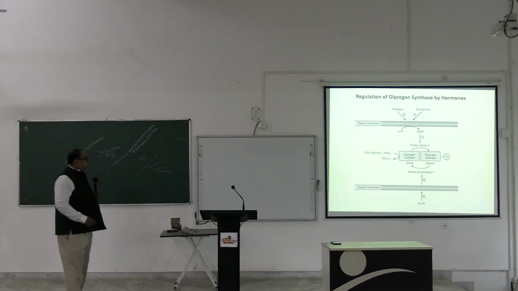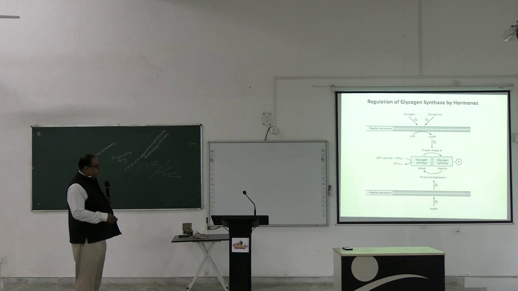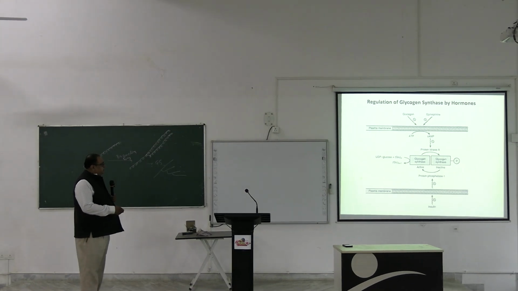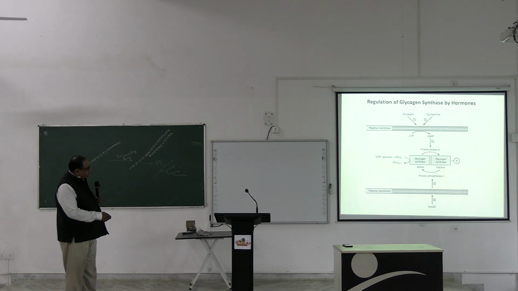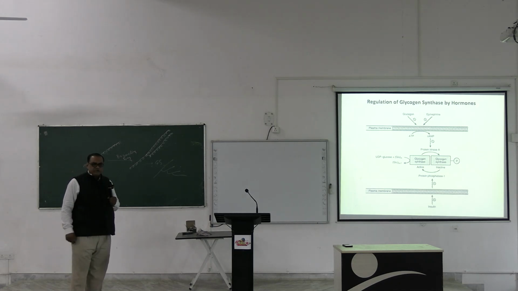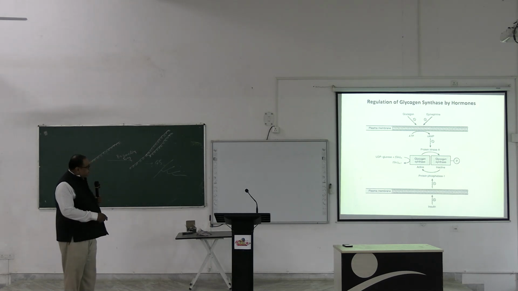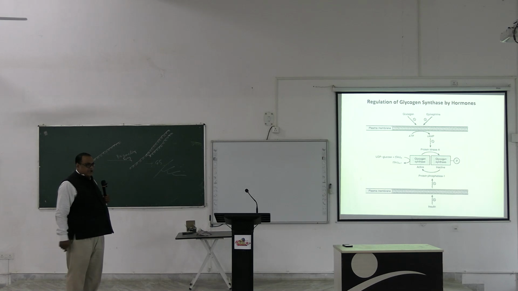Remember, this is taking place inside liver, not in muscle. In muscle it is different. Glucagon, epinephrine get attached to the plasma membrane where there is a receptor. The receptor triggers the activation of adenylyl cyclase. So ATP is converted to cyclic AMP. Cyclic AMP then activates protein kinase CDPK.